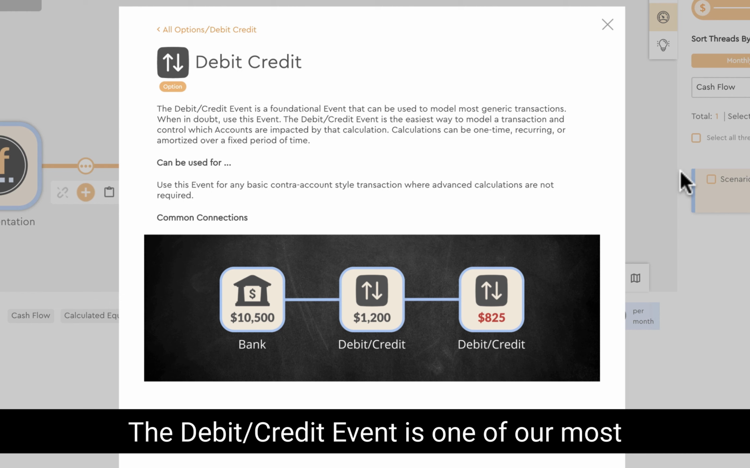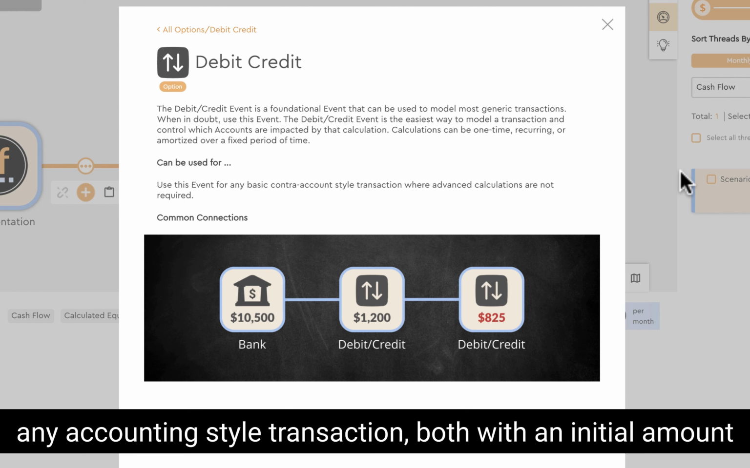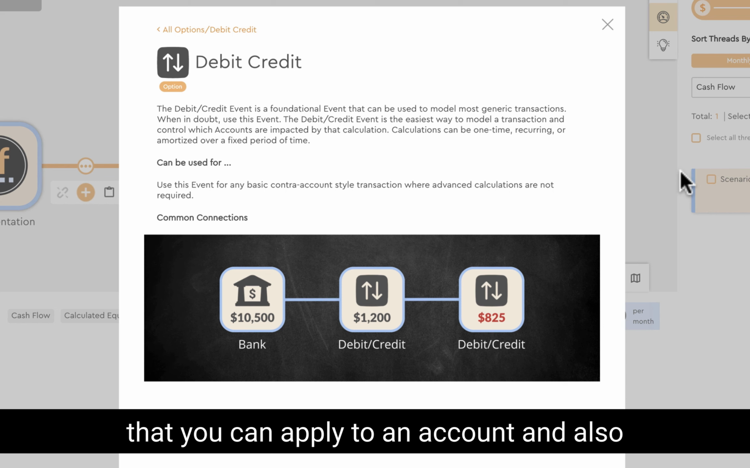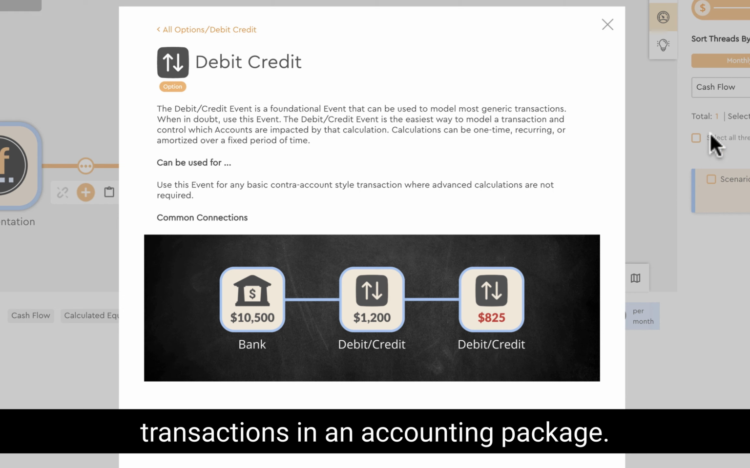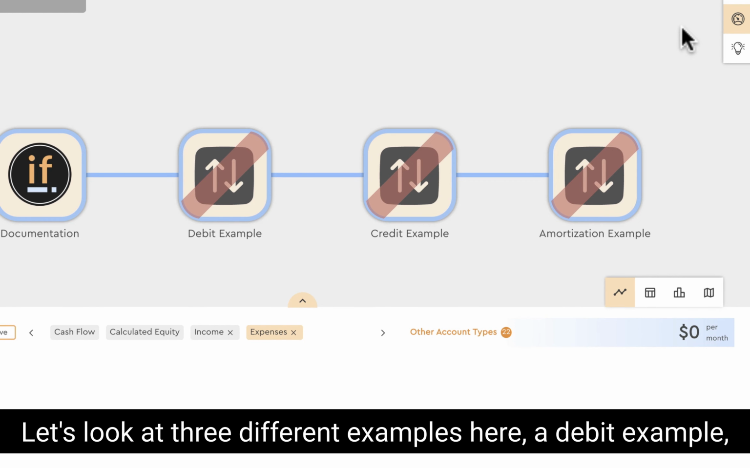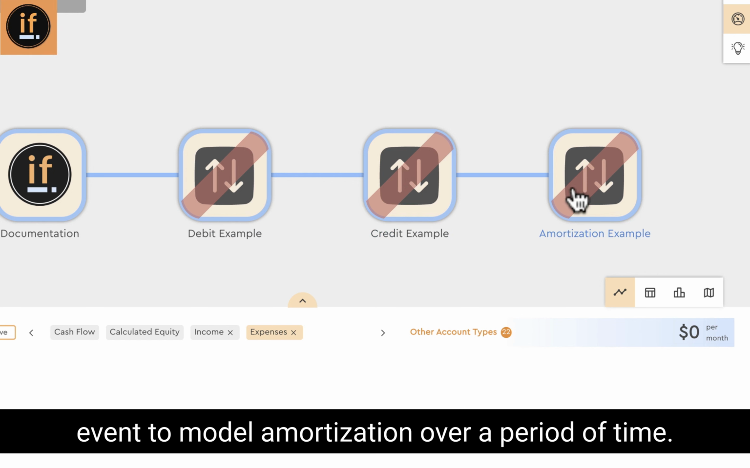The debit credit event is one of our most versatile events and can be used to model almost any accounting style transaction, both with an initial amount that you can apply to an account and also a contra account to more closely mimic real transactions in an accounting package. We're going to look at three different examples here: a debit example, a credit example, and how we can use this event to model amortization over a period of time.